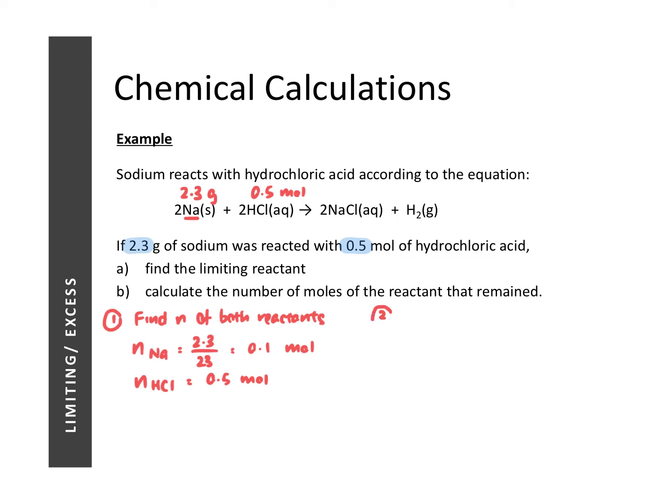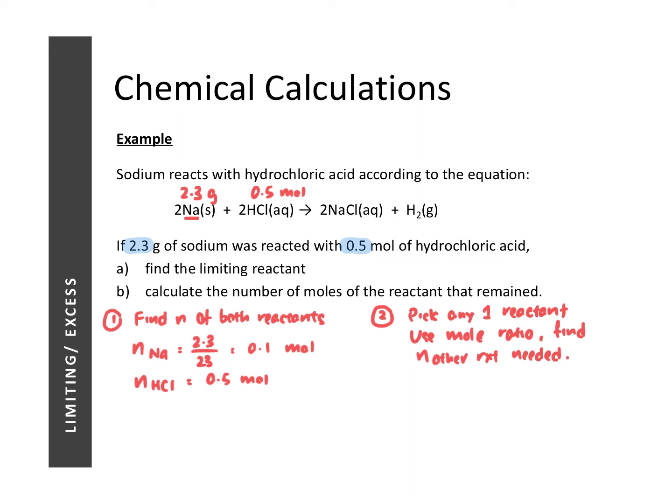Now step 2 is this: we have to pick any one reactant. Okay, and after that, using the mole ratio as given in the chemical equation, you need to find the number of moles of the other reactant needed. So what do I mean by that? In this case, we have two reactants. We have sodium and we have hydrochloric acid. You can pick any one reactant. Okay, you will always arrive at the same conclusion.